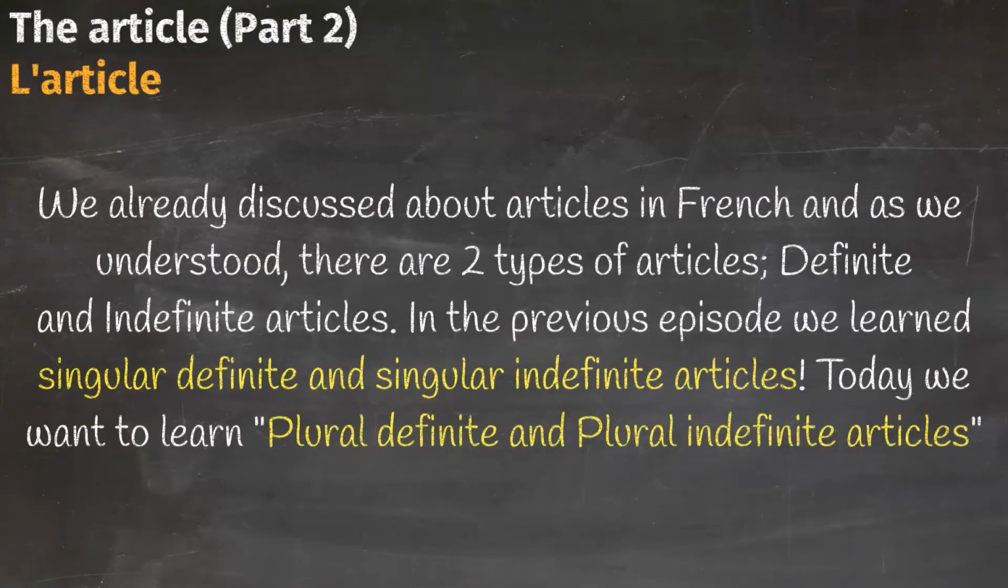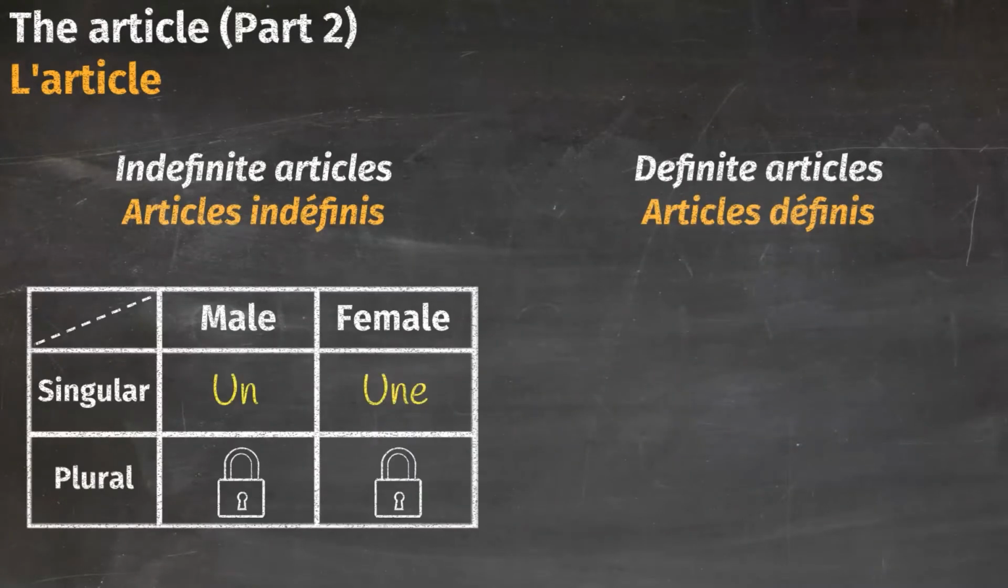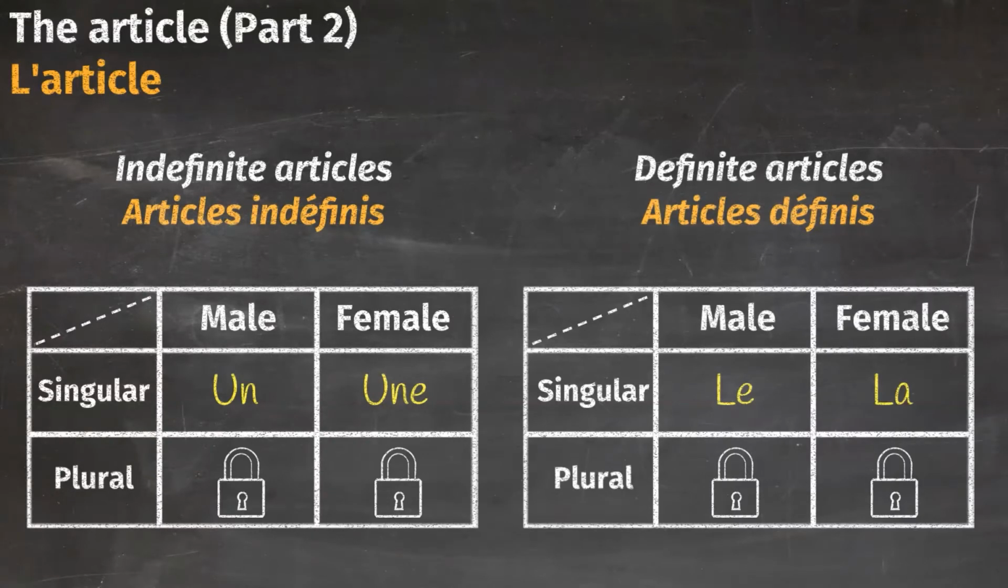So, we already discussed articles in French, and as we understood, there are two types of articles: definite and indefinite articles. In the previous episode, we learned the singular definite and the singular indefinite articles, and today we want to learn plural definite and plural indefinite articles. Alright, this is what we learned in the previous episode, and today we want to unlock the plural section.